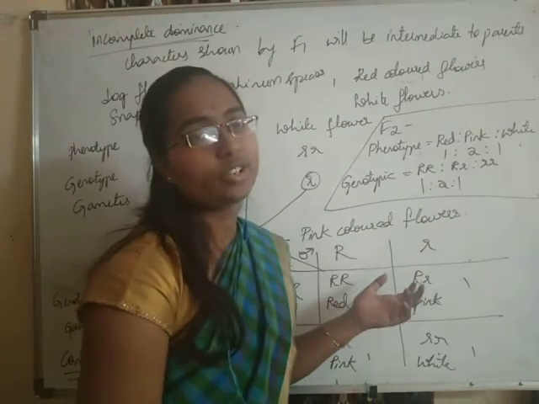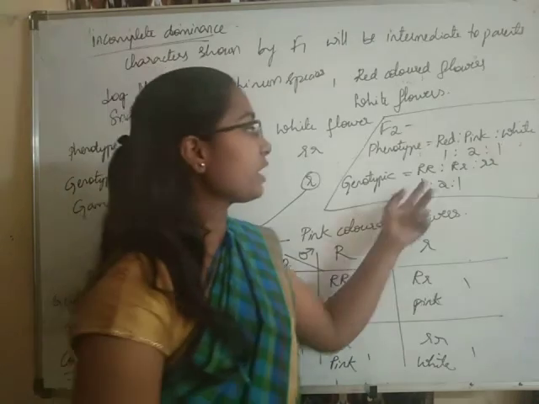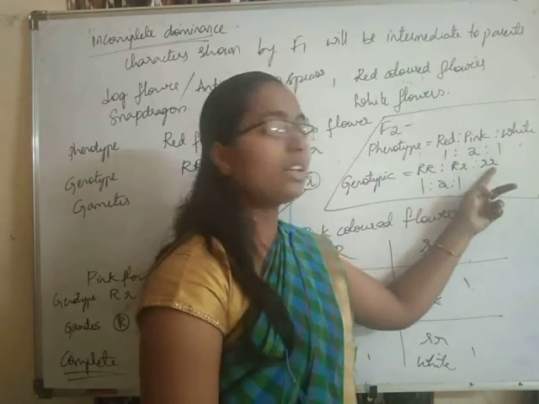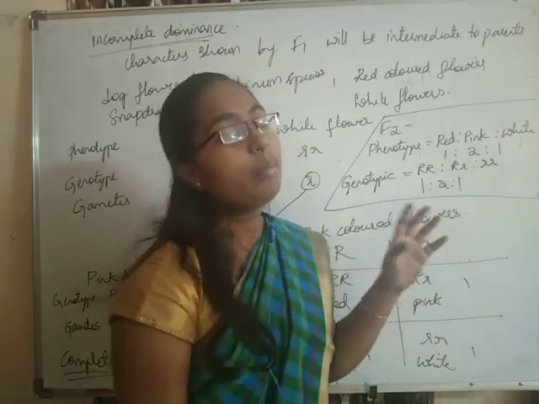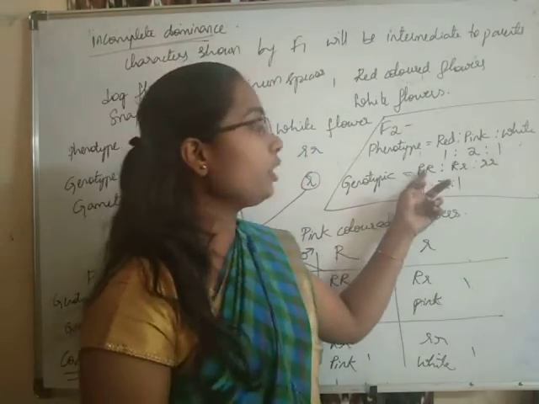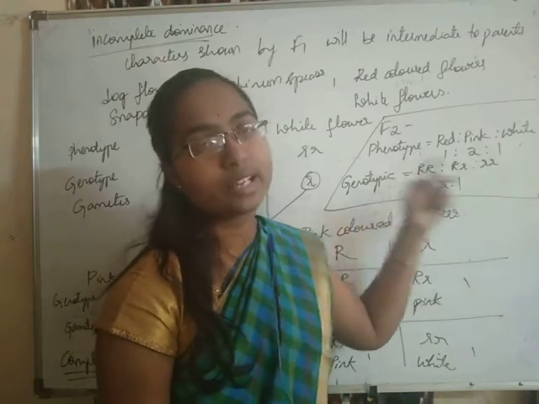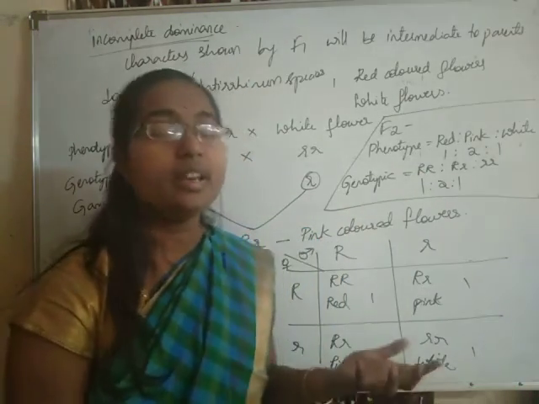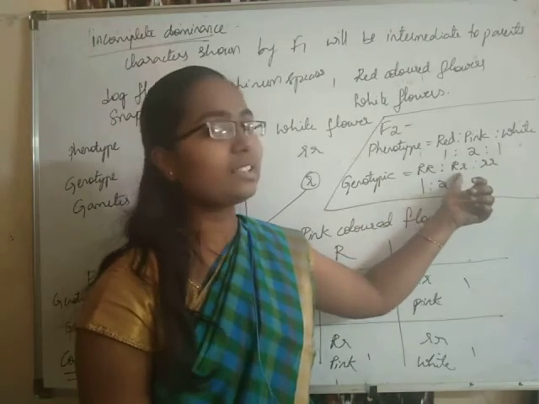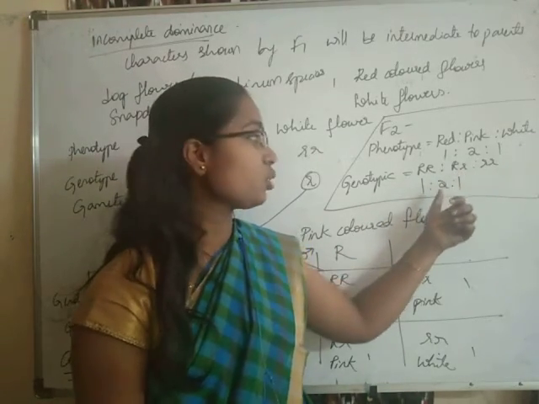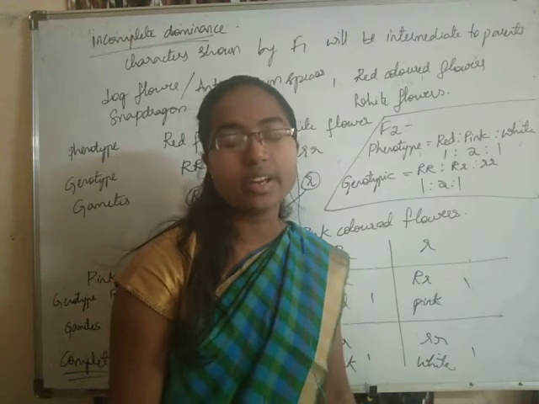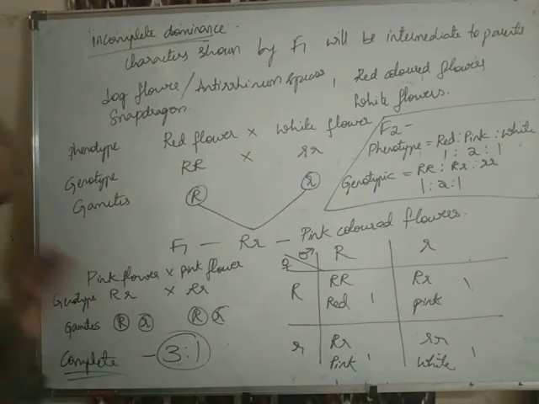Here the meaning of the genotypic ratio is different, because here capital R capital R is red, capital R small r is pink, and small r small r is white. But in the earlier case during complete dominance, both homozygous and heterozygous dominant conditions were found to be the same. Here the homozygous dominant is showing one character, the heterozygous condition due to incomplete dominance is showing another character, and the homozygous recessive is showing another character. So, this is incomplete dominance.